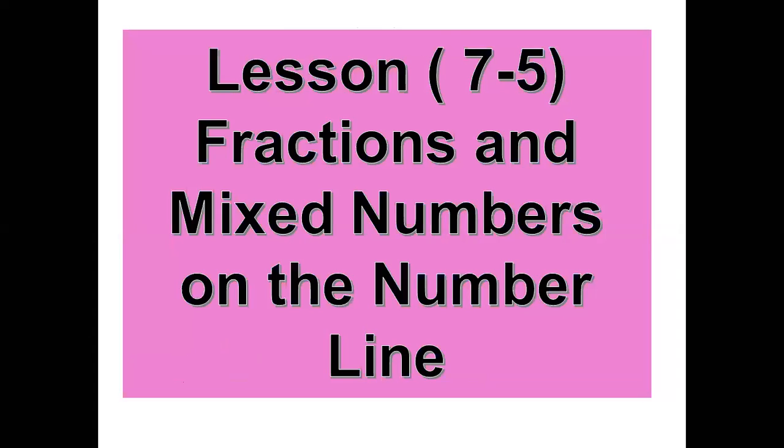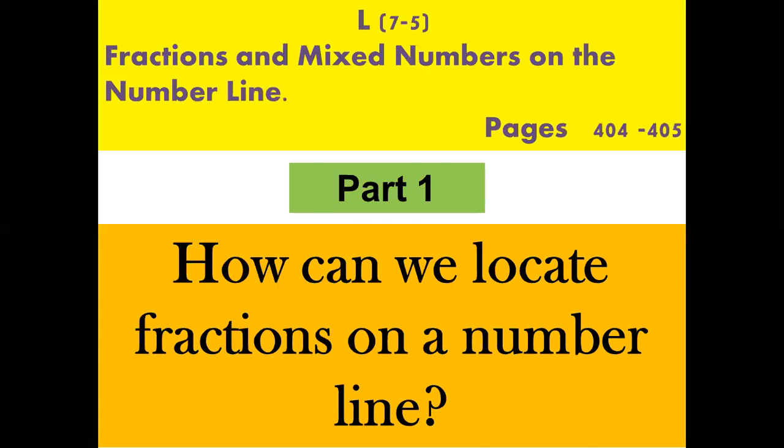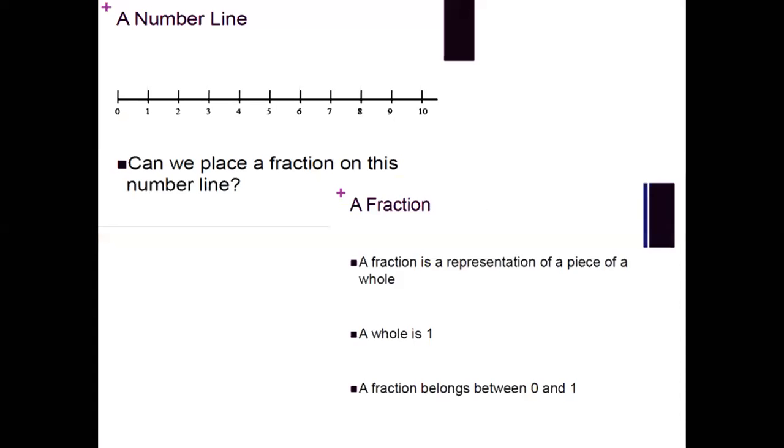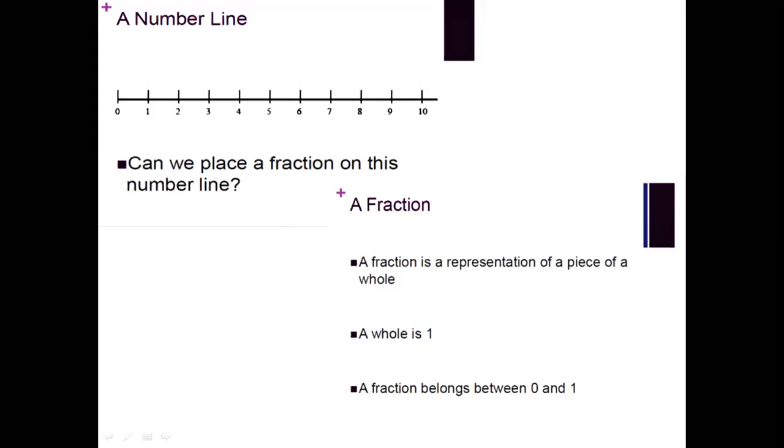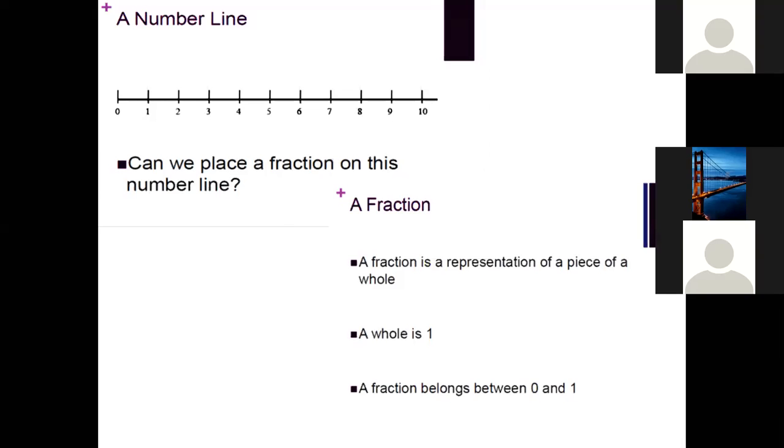First lesson, it was 7.5. It's fractions and mixed numbers on a number line, how we can represent fractions and mixed numbers on a number line. Now, this is a number line. Can we place a fraction on this number line? Fraction, what does it mean? A fraction is a representation of a piece of a whole. A whole is 1. Fractions are numbers in between 0 and 1.